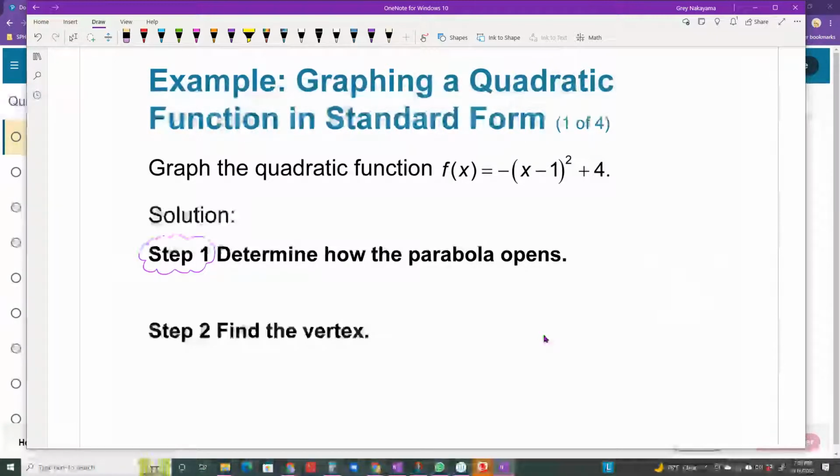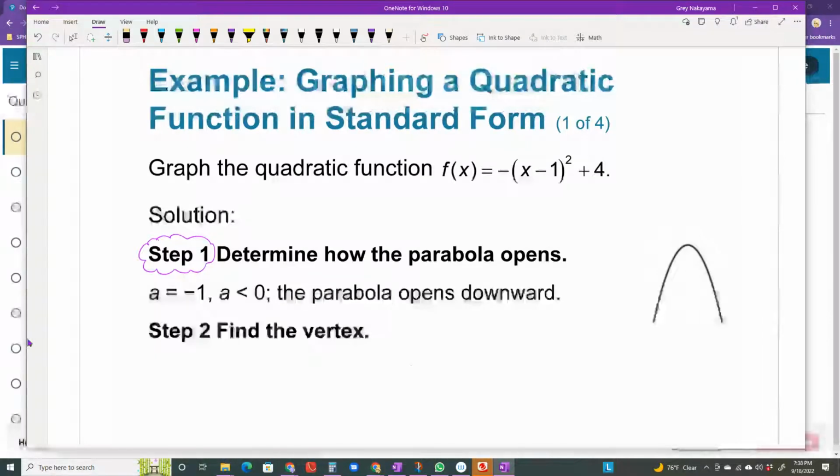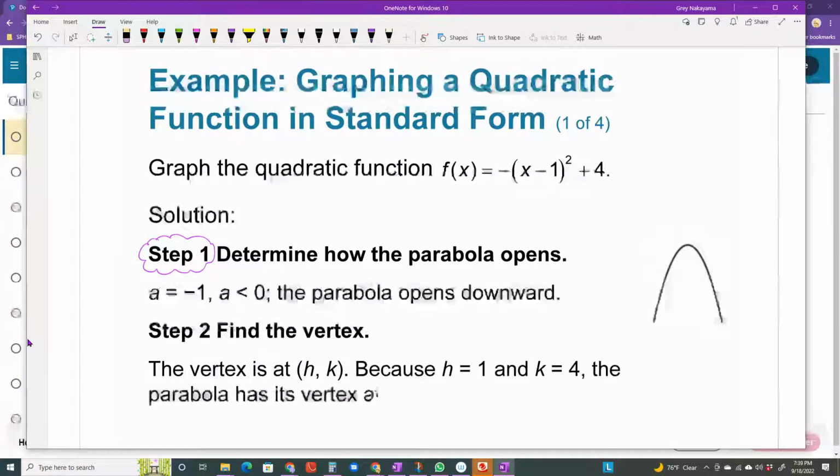So step 1, as we just said, determine how it opens. A is that number in front of the x squared. So in this case, a is -1. That is less than 0, so I know my parabola is going to open downward. Finding the vertex. Vertex is at (h, k). In this case, h is 1 and k is 4. So my vertex is at (1, 4).